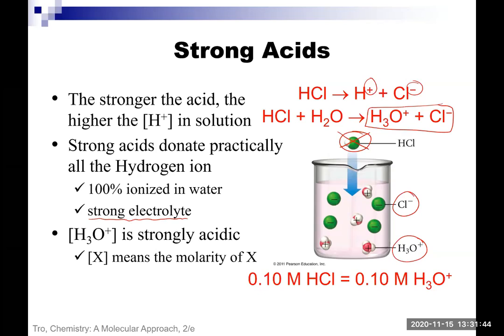So this solution, if we started out with a 0.1 molar solution of HCl, we would have 0.1 molar H3O plus in solution. We would also, of course, have 0.10 molar Cl minus in solution, but the Cl minus doesn't affect the acidity. It's only the H3O plus or the H plus that affects the acidity.